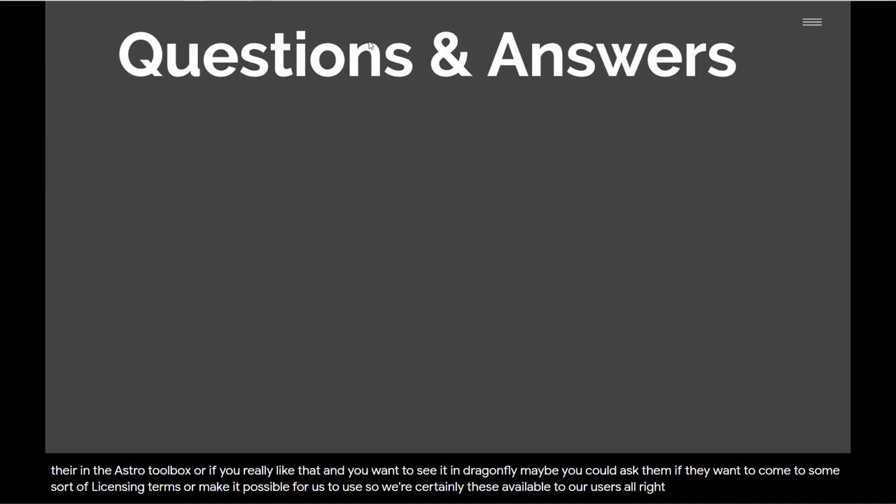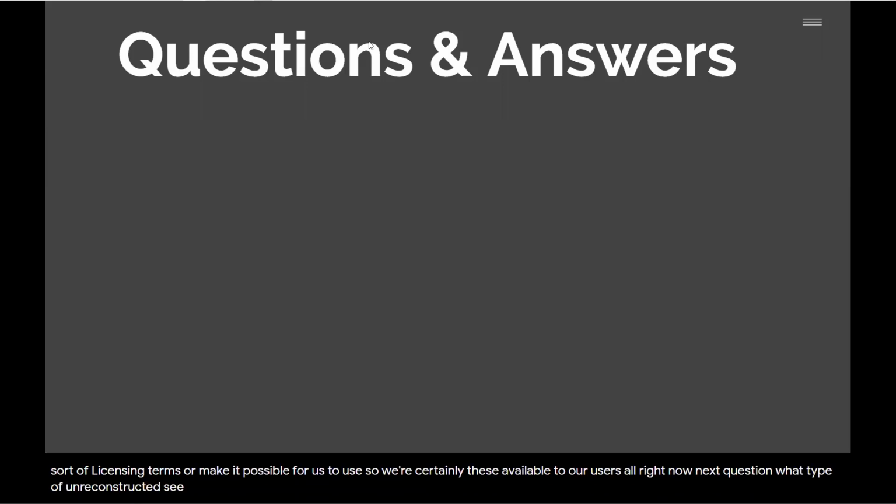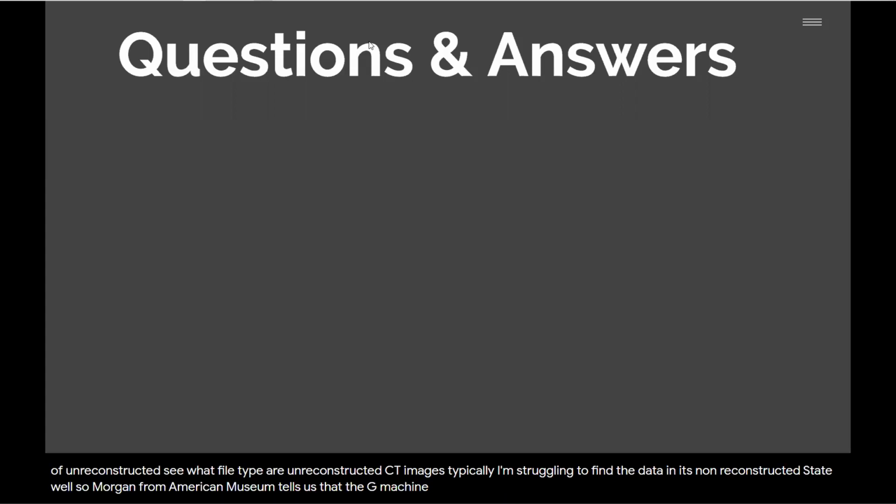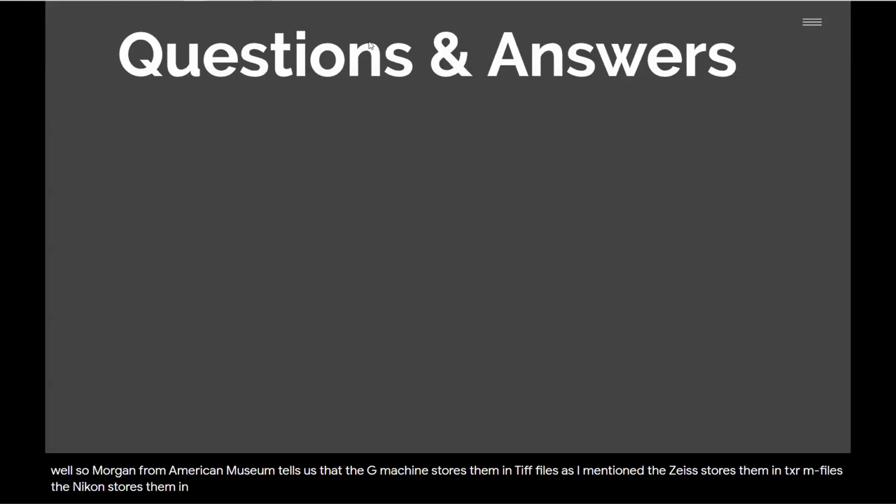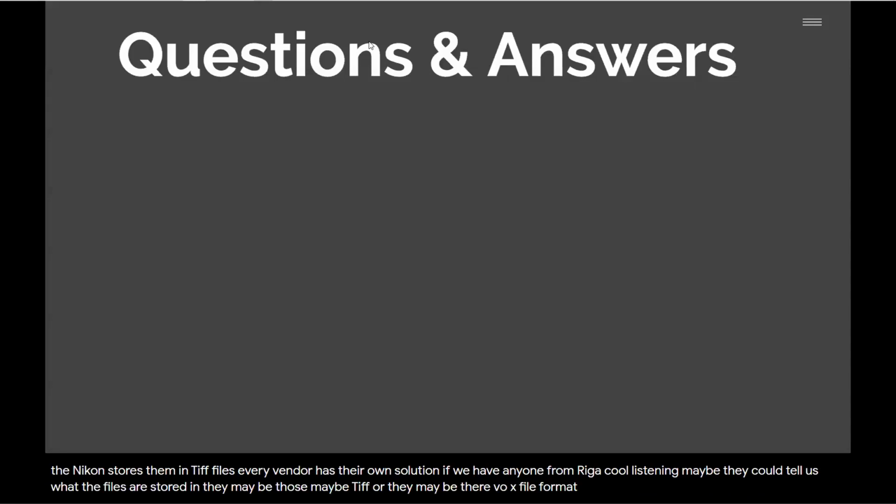All right. Now, next question, what file type are unreconstructed CT images typically? I'm struggling to find the data in its non-reconstructed state. Well, so Morgan from the American Museum tells us that the GE machine stores them in TIFF files. As I mentioned, the Zeiss stores them in TXRM files. The Nikon stores them in TIFF files. Every vendor has their own solution. If we have anyone from Rigaku listening, maybe they could tell us what the files are stored in. Those may be TIFF or they may be their VOX file format. So there are different file formats.